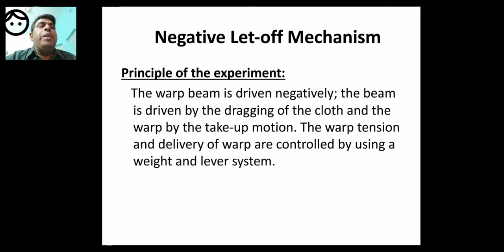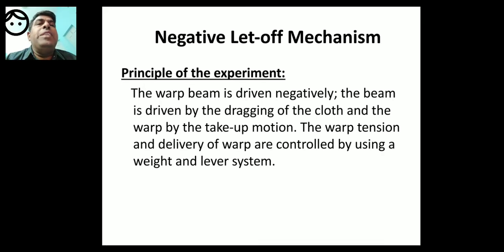Principle of the experiment: the warp beam is driven negatively. The beam is driven by the dragging of the cloth and the warp by the take-up motion. The warp tension and delivery of warp are controlled by using a weight and lever system. The weaver's beam is driven by the dragging of the cloth and the warp by the take-up motion. That's why it is called negative let off mechanism.